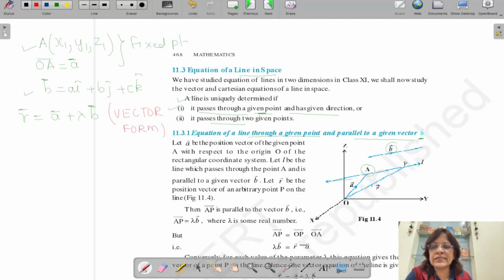Again, what is given in this? It says the line passes through a fixed point whose position vector is A. Position vector we already did in vectors. That is the position of this point with respect to a fixed origin. And it is parallel to some vector B. So two things are there. Now let us take some point P. P is a variable point. Let the coordinates of P be x, y, z. That variable point means the point moves on the line.